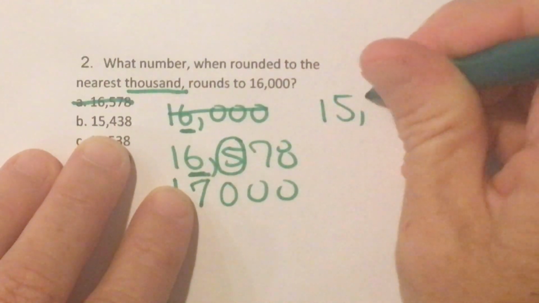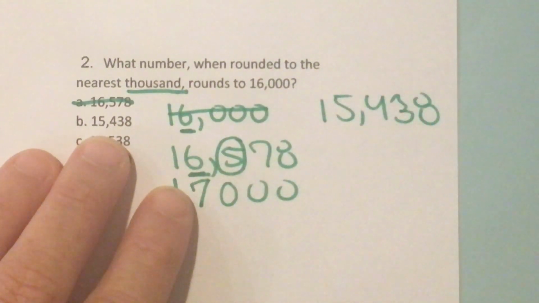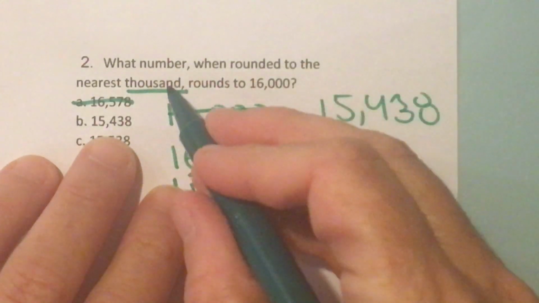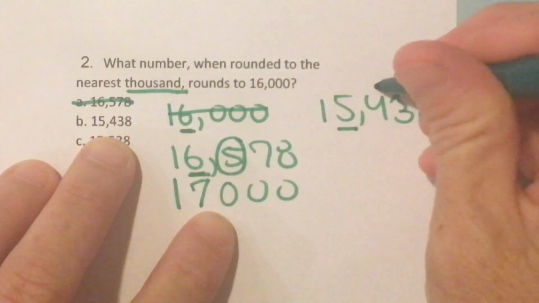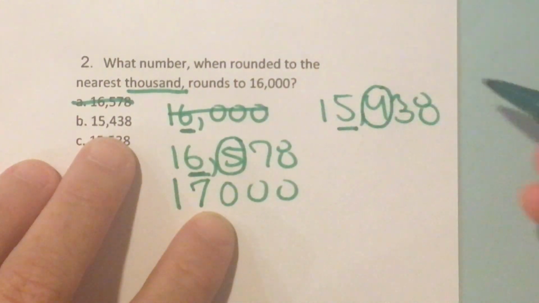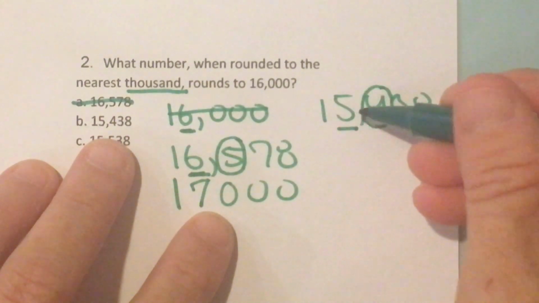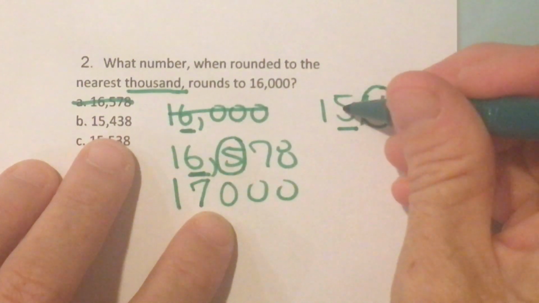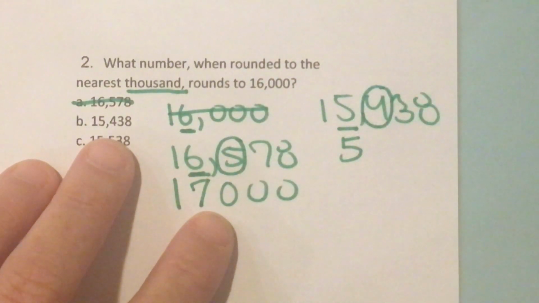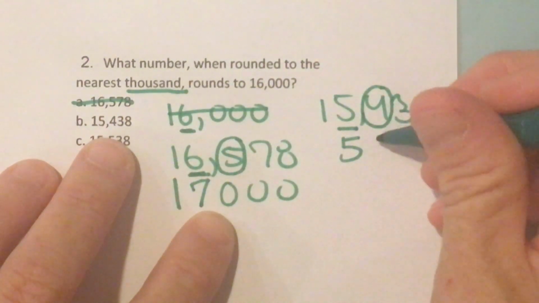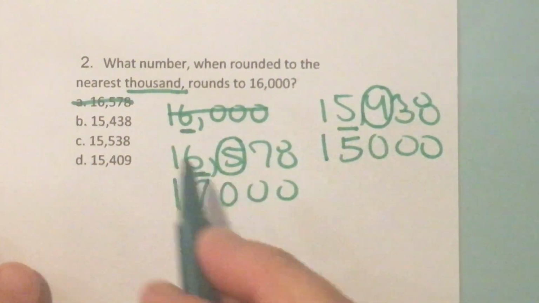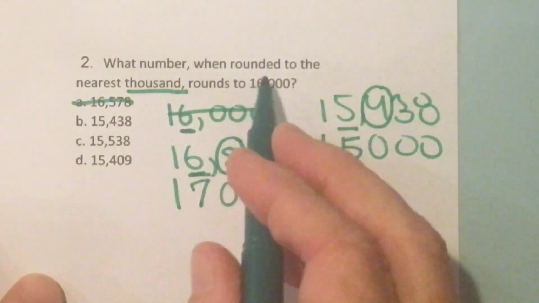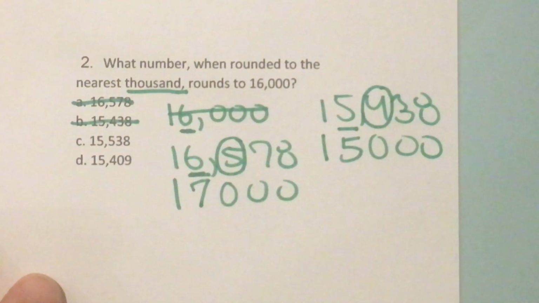Let's try B. B says 15,438. Okay, step 1, we underline the digit we're rounding to, which is the thousands. Step 2, I circle the bossy neighbor on the right, and he says, I'm a 4, so stay the same as before. So the 5 stays a 5. Step 3, everything to the right becomes zeros. And step 4, everything on the left stays the same. So this rounds to 15,000. So that also is not our answer.